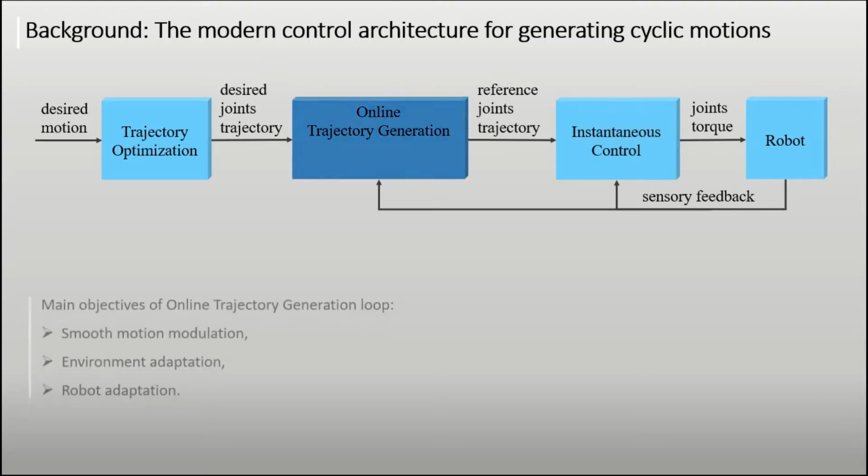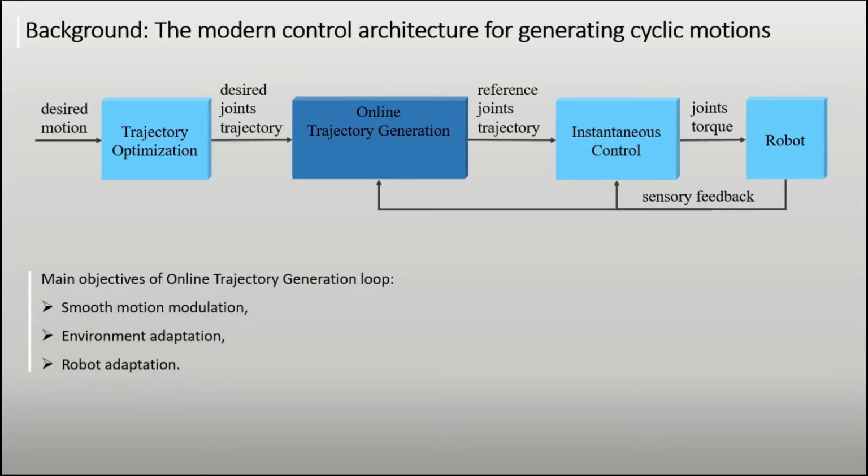Why do we need the online trajectory generation while we have the trajectory optimization loop? Well, the trajectory optimization is often complicated and computationally intensive, and thus it cannot respond to robot or environment changes abruptly. In fact, the online trajectory generation follows three main objectives. First, smooth motion modulation, second, environment adaptation, and third, robot adaptation.